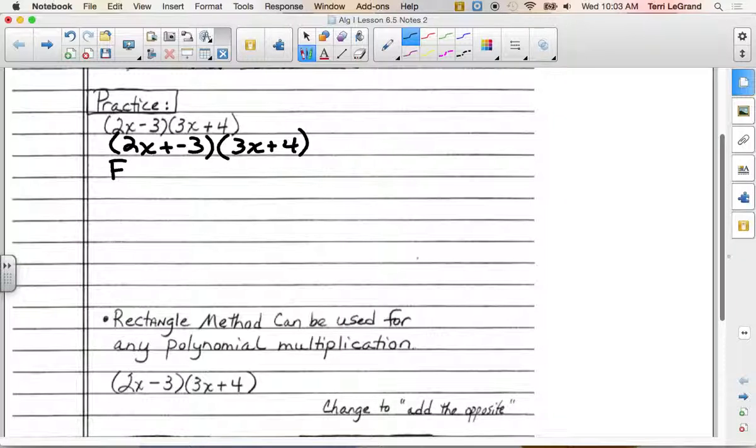Now you can FOIL it horizontally, or you can do it vertically. I give us plenty of room to do it vertically, so that's the way I'm going to do it. So go ahead and get this one FOILed out. Let's get our product.